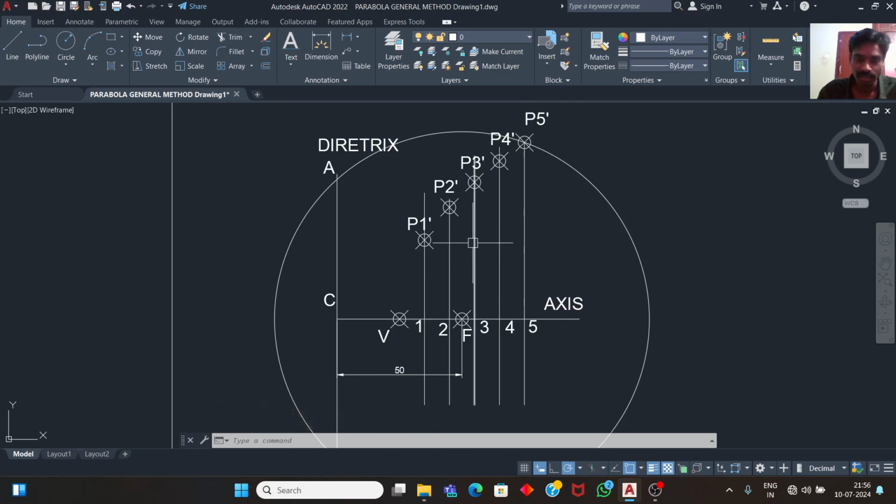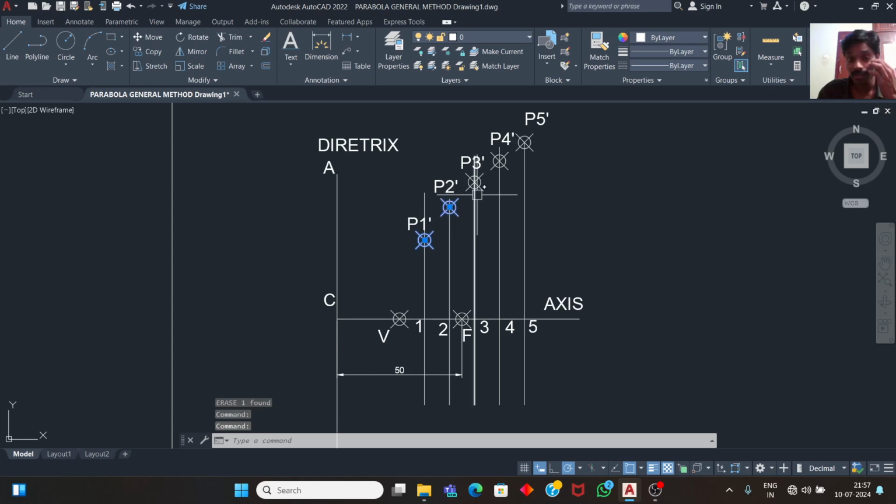In a similar manner, we need to locate the points below the axis line also. For that, we have a command that is mirror. We are mirroring all these points below the axis line with the help of the mirror command. So we don't want the circle, we can erase it. Okay. First of all, select all these points and go to the mirror command.